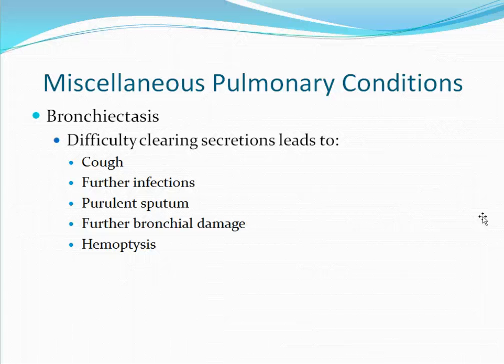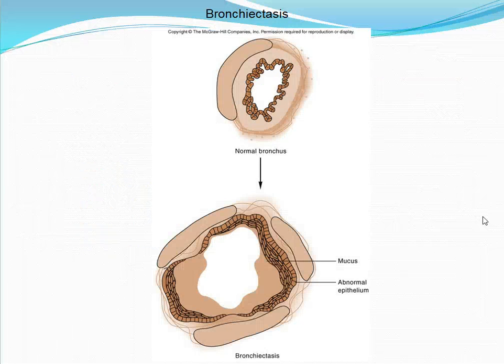In bronchiectasis, it becomes very difficult to clear the secretions. This can lead to a cough. It can lead to further infections, a purulent sputum, and further bronchial damage. Hemoptysis can be seen due to the damage that's associated with very severe coughing. This is showing a comparison between a normal bronchus and a bronchus typical of bronchiectasis.